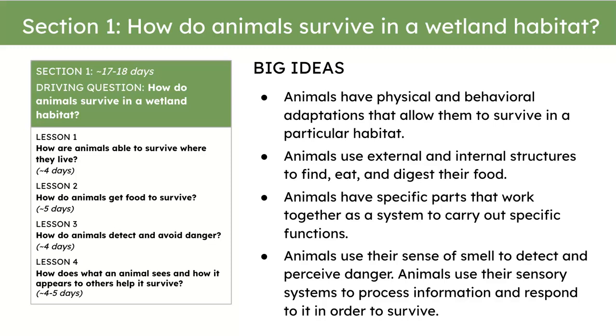Through the storyline of Section 1, students gain an understanding of these standards-based big ideas. Animals have physical and behavioral adaptations that allow them to survive in a particular habitat. Animals use external and internal structures to find, eat, and digest their food. Animals have specific parts that work together as a system to carry out specific functions. Animals use their sense of smell to detect and perceive danger. Animals use their sensory systems to process information and respond to it in order to survive.